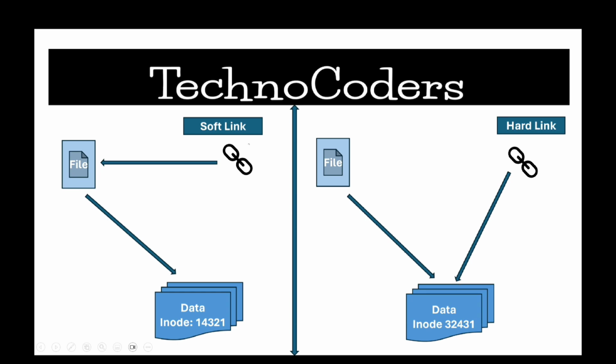Second, you can create a soft link on a directory also. This example uses a file, but you can create a soft link for a directory too, while a hard link can't be created on a directory. Another thing is that soft links can be created across different file systems. If you are accessing two different file systems, you can create a soft link there, but a hard link can be created only within a single, same file system. Let's see one by one with examples.